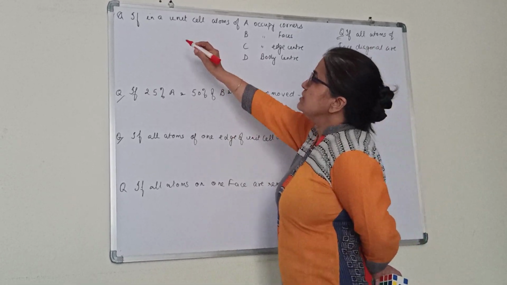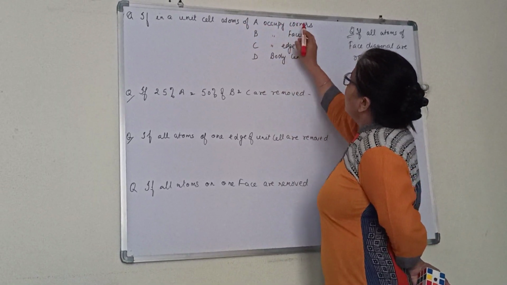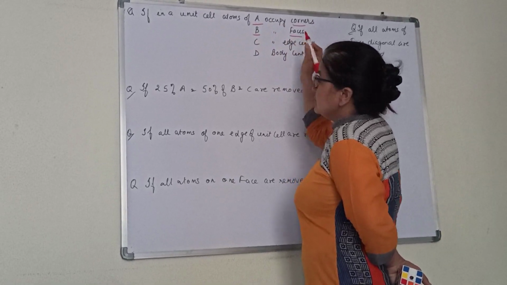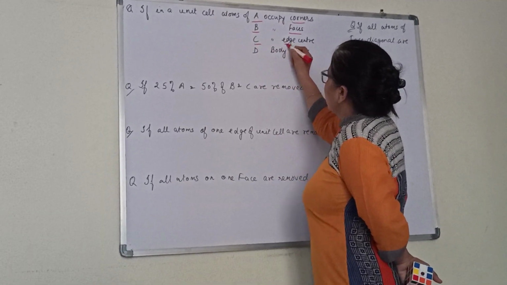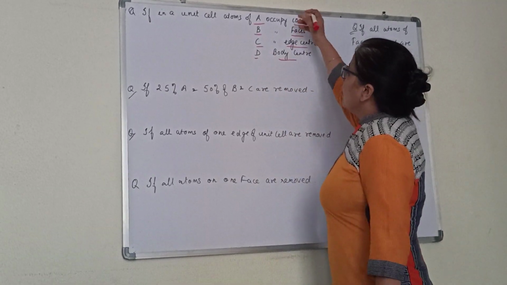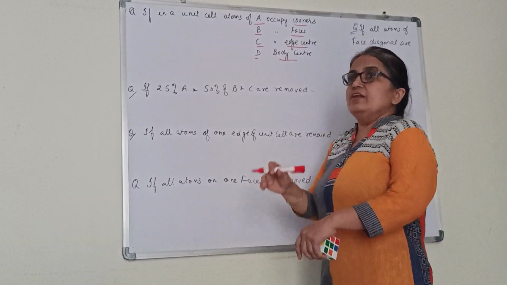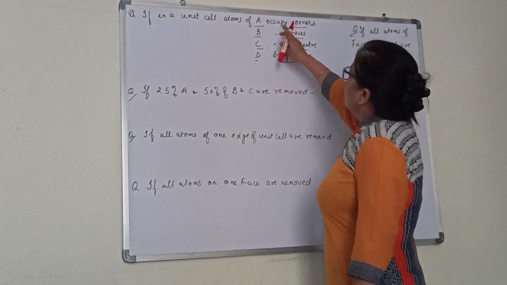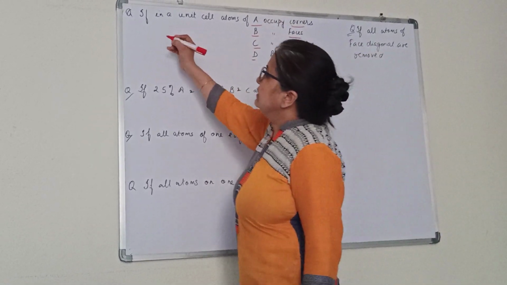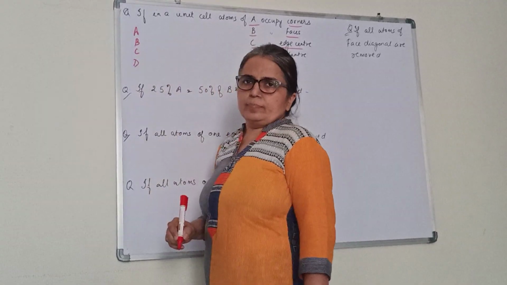So you have this question: if in a unit cell atoms of A occupy corners, B occupy faces, C occupies edge centers, D occupies body center. All corners, all faces, all edge centers, body center is only one. Then what is the formula? How many corners are there? We will write that first. A, B, C, D.